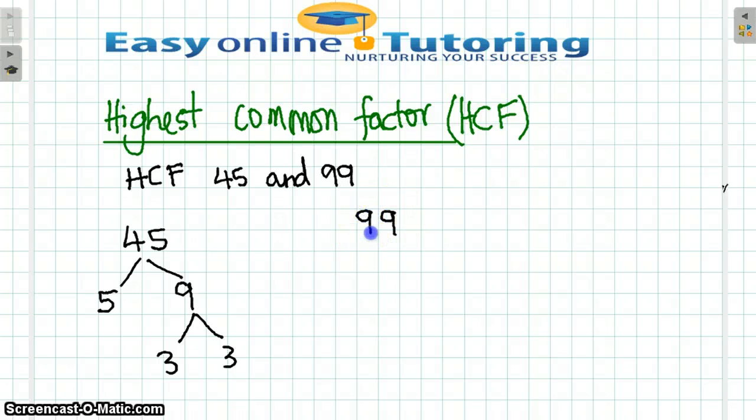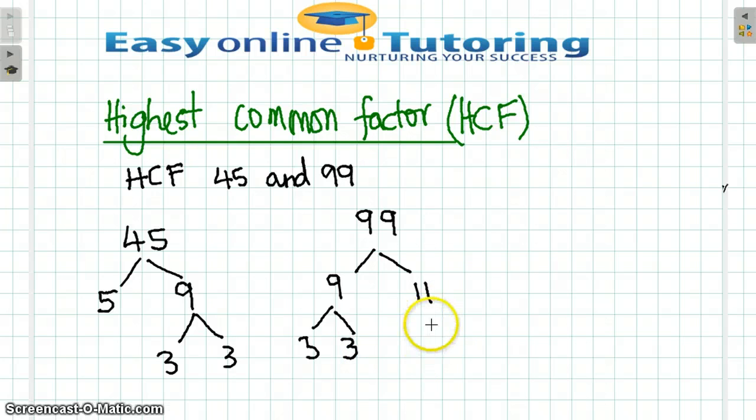We move on to the 99, and we can factorize that as 9 times 11, and we factorize the 9 as 3 times 3, and we can't factorize the 11 further because it is also a prime number. Then we do our matching exercise, and we find that we have a 3 here, and a 3 there, and a 3 here, and a 3 here. We can't match the 5, and we can't match the 11.